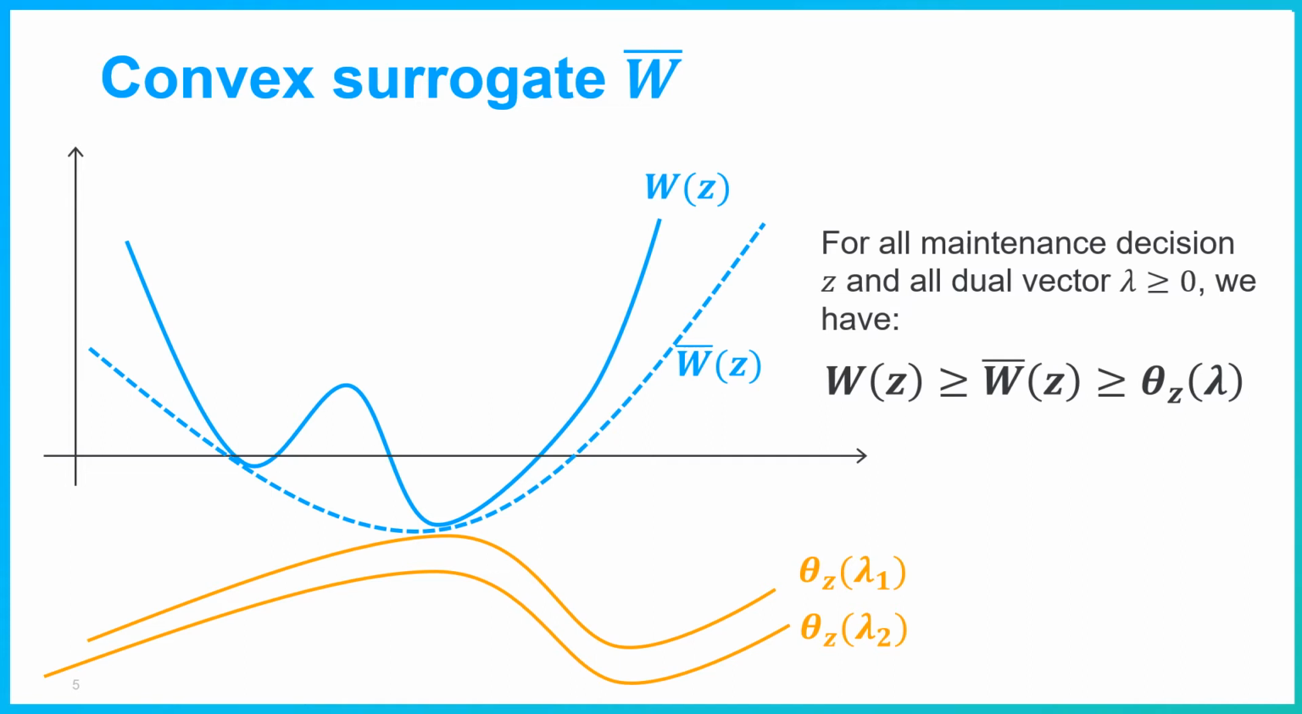First, we decided to consider a convex surrogate for our function W, denoted bar W. We can show that bar W and W have the same Lagrangian, and therefore the same minimum. We also have that bar W is between W and its Lagrangian function θz, which is also parameterized. That allows us to operate our minimization on a convex function, which is much easier to do. However, the problem is still very large, so we still have to find a smart way to minimize it quickly.